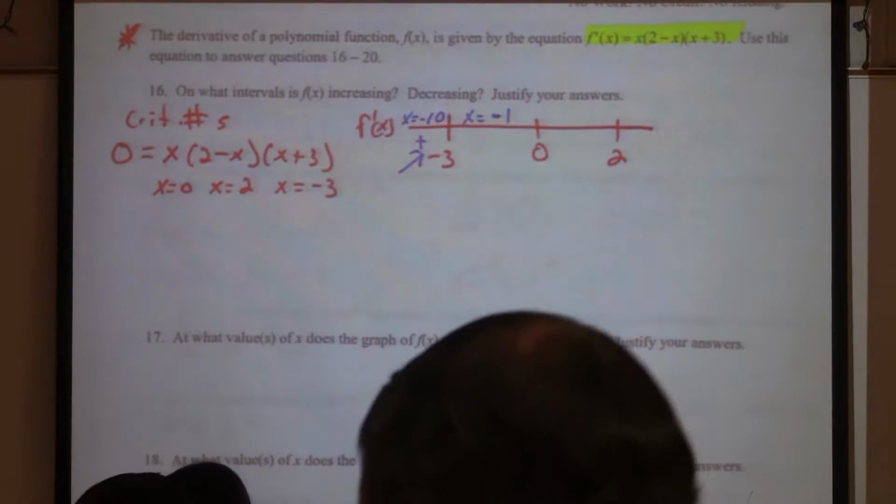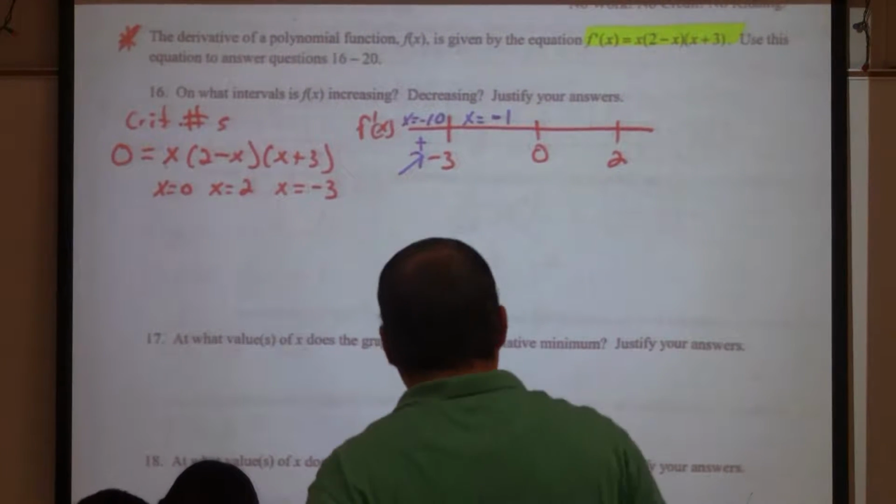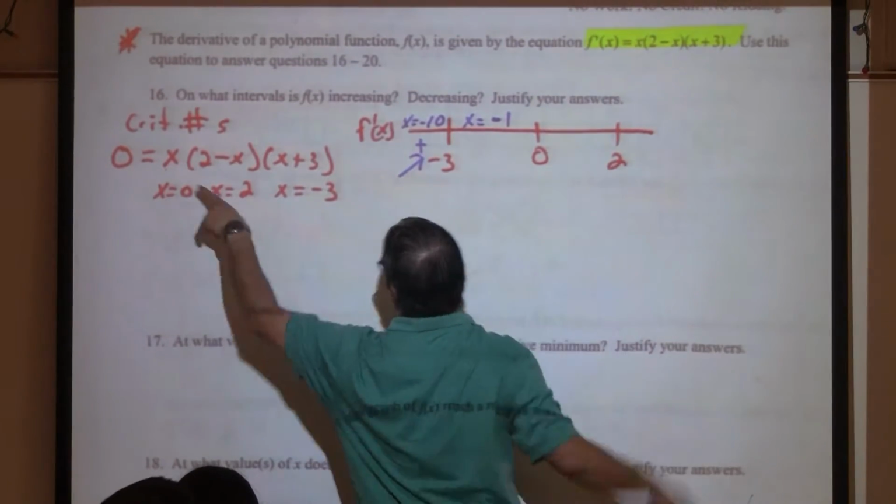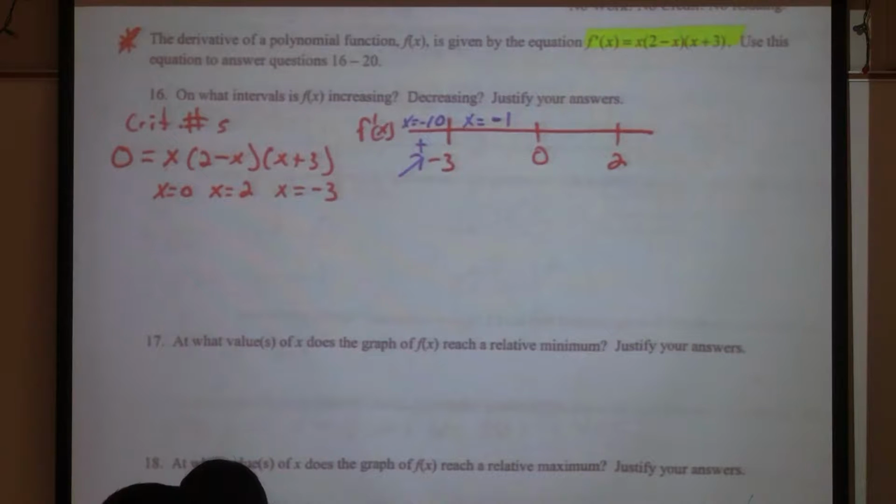So, let's go ahead and go through this one, Axel, okay? Alright, so we're finding the critical numbers, setting the given derivative equal to 0. We found them to be 0, 2, and negative 3. And we're doing our test values, right? So, what do we end up with?